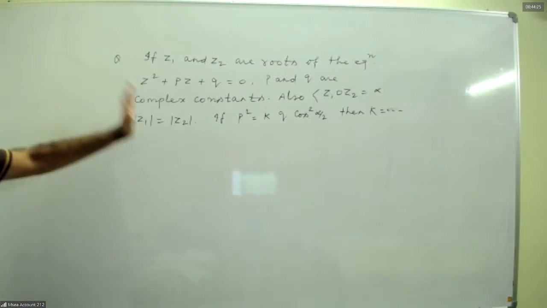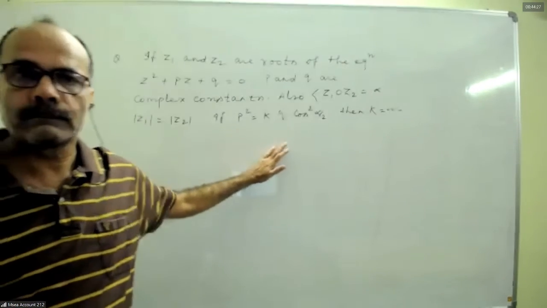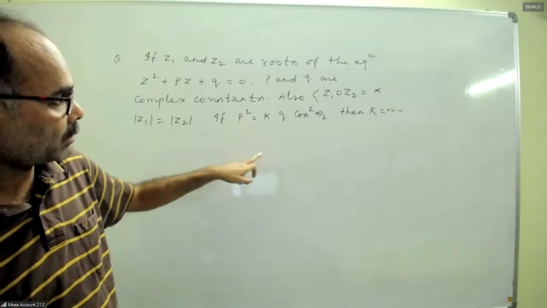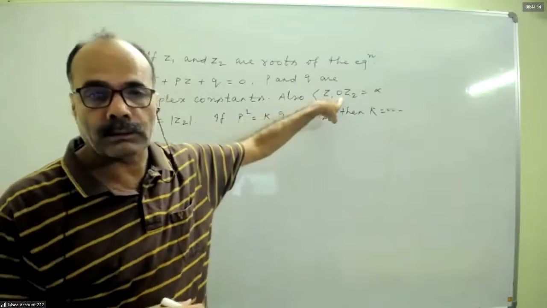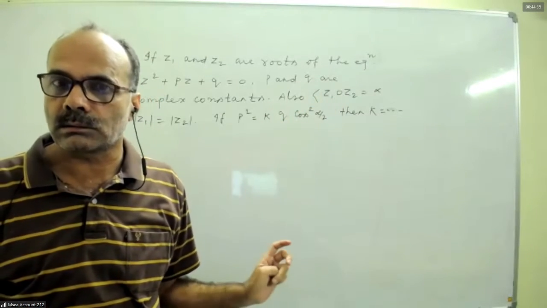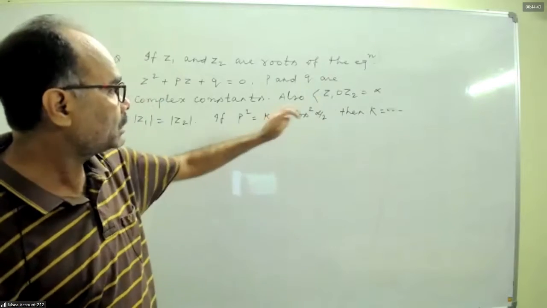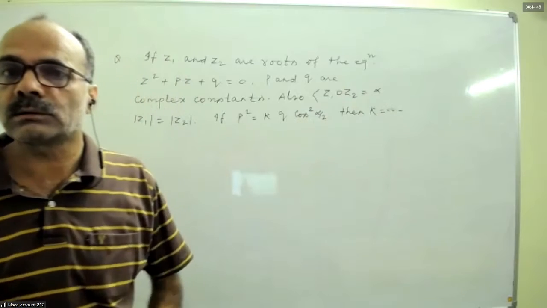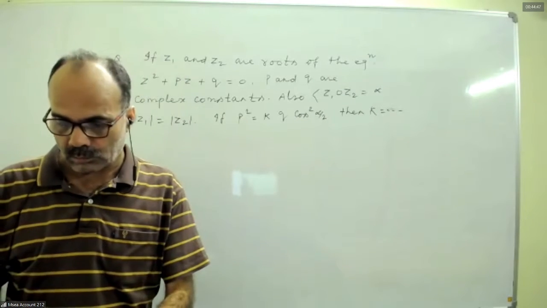Now I'm giving you a hint. Have you written the question? Just think of rotation about origin, because this angle is given. Rotating Z1 about origin through an angle alpha, the new position of Z1 will be Z2. And think of it.